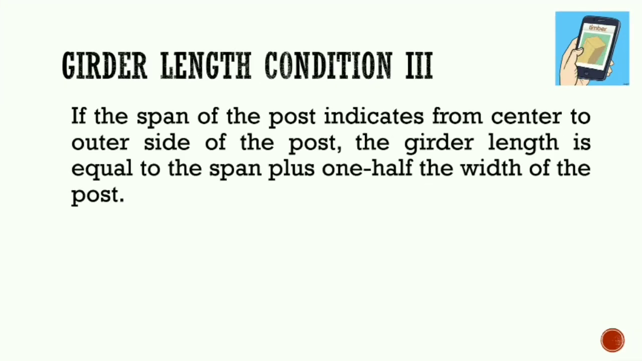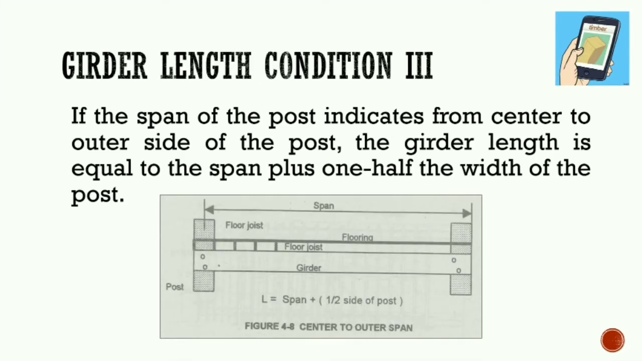For the third condition, if the span of the post indicates from center to outer side of the post, the girder length is equal to the span plus 1/2 the width of the post. You can see that the length is equal to span plus 1/2 side of the post. This is called the center to outer span.